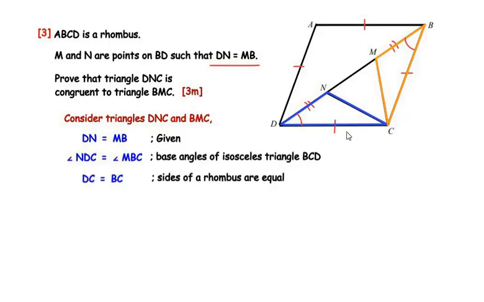And the next observation is the side DC from triangle DNC will be equal to side BC from triangle BMC. That is, sides of a rhombus are equal. So the side angle side of triangle DNC has become equal to side angle side of triangle BMC. Therefore, these 2 triangles are congruent by side angle side congruency criterion. So this is our answer.